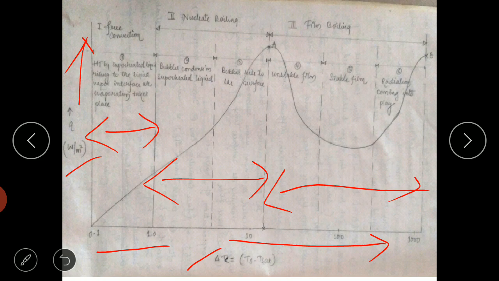Once the required temperature is attained for nucleate boiling, initially from the bottom of the surface, bubbles will start to form, and they will not rise up to the surface, because in between they collapse. This is how nucleate boiling starts. Then by the time they reach the surface, this stage will stop, from this point to this point.